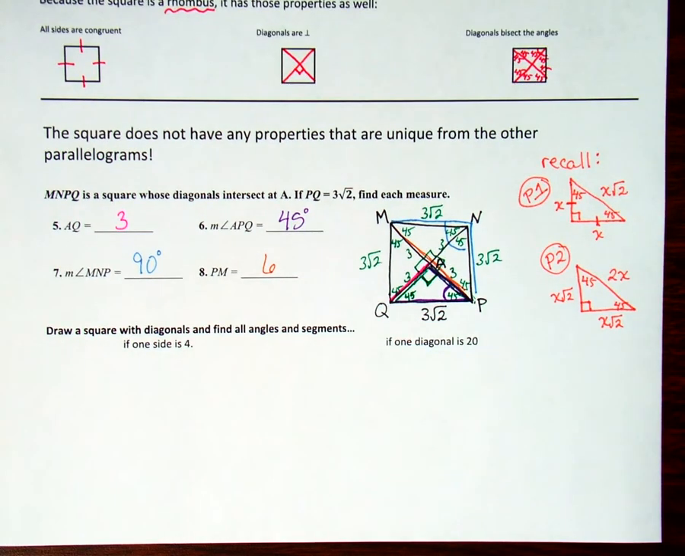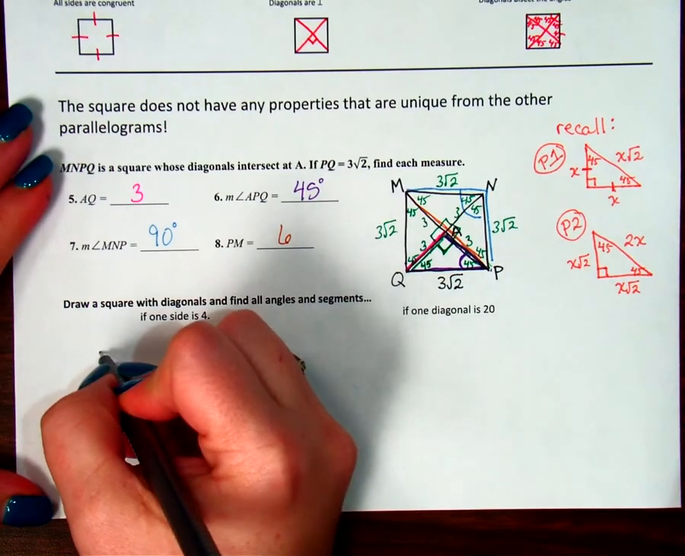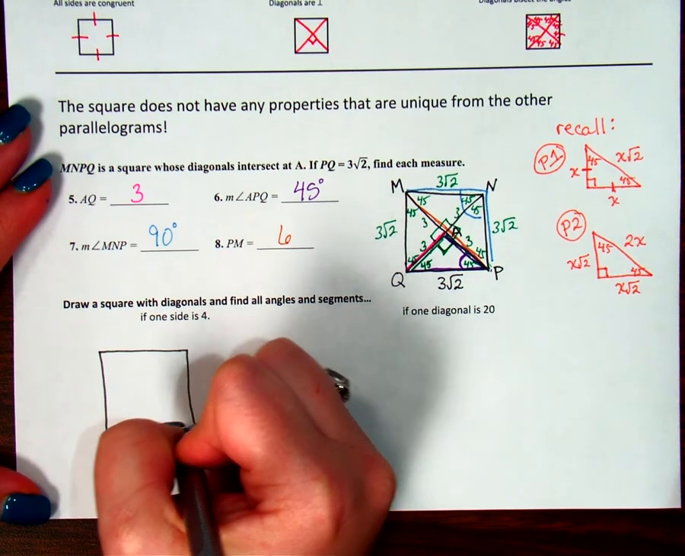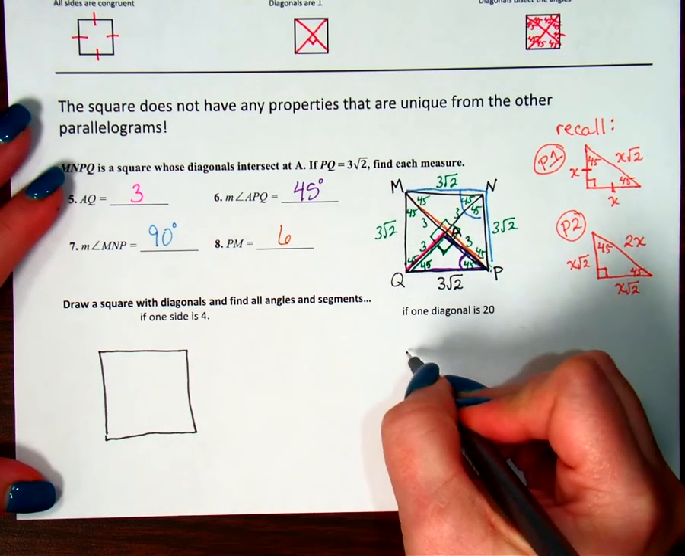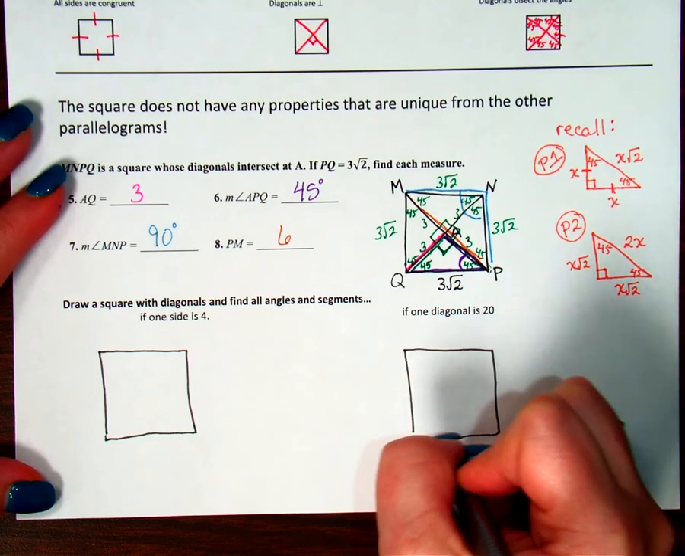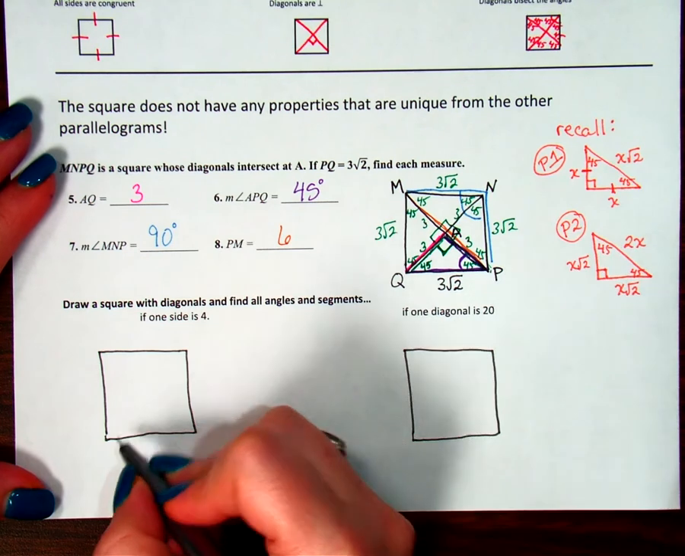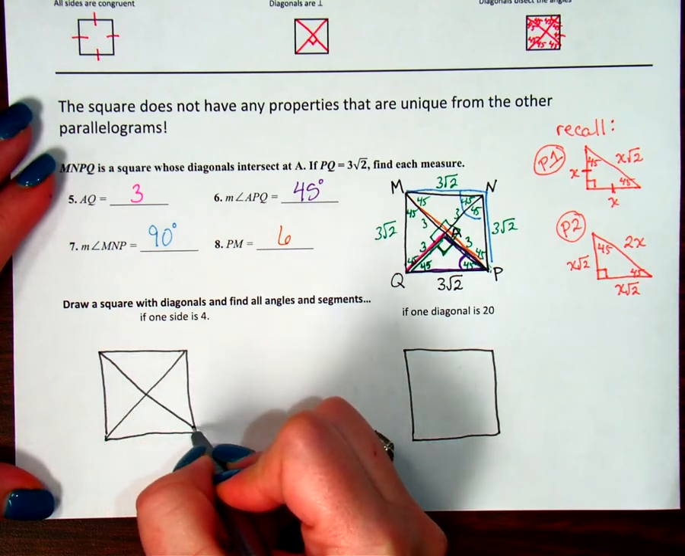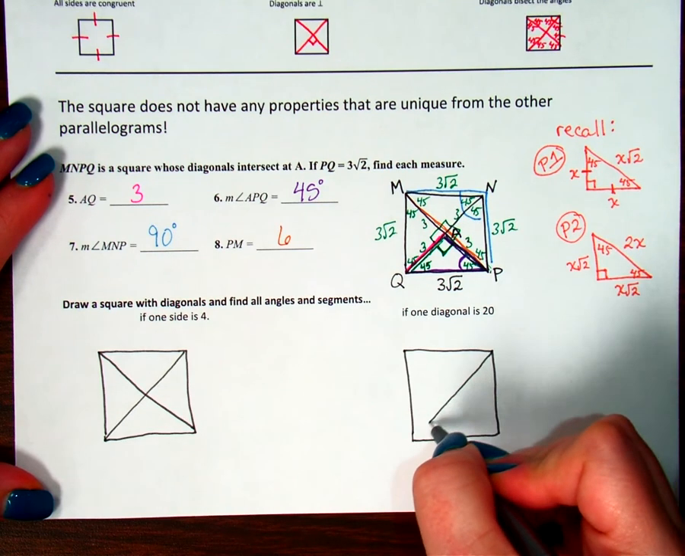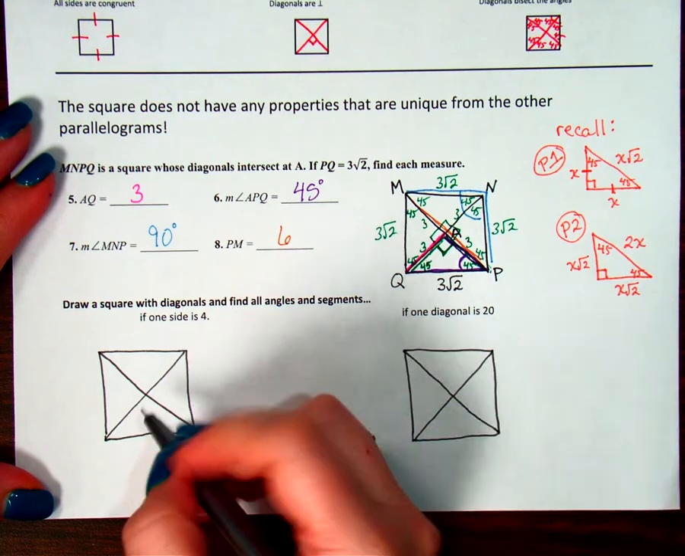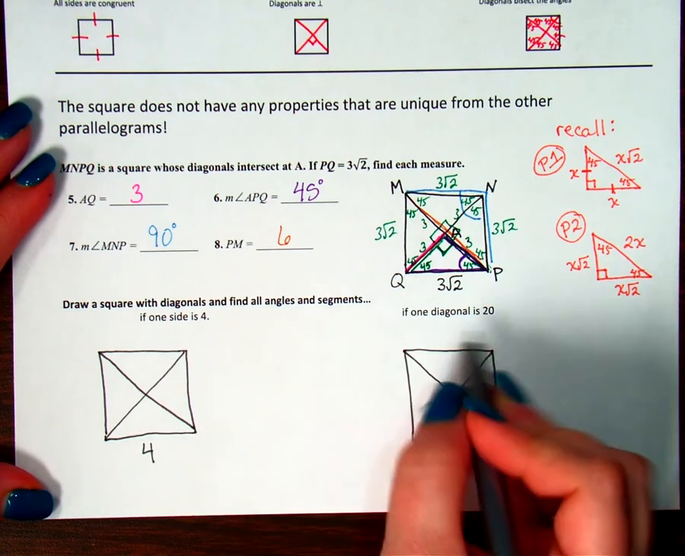The first thing I'm going to do is I'm going to draw both of my squares, because there's something that every square is going to have in common, so I might as well just do that first, since both of these are going to have those properties. Okay, we want to draw the diagonals. One side is 4. One diagonal is 20.